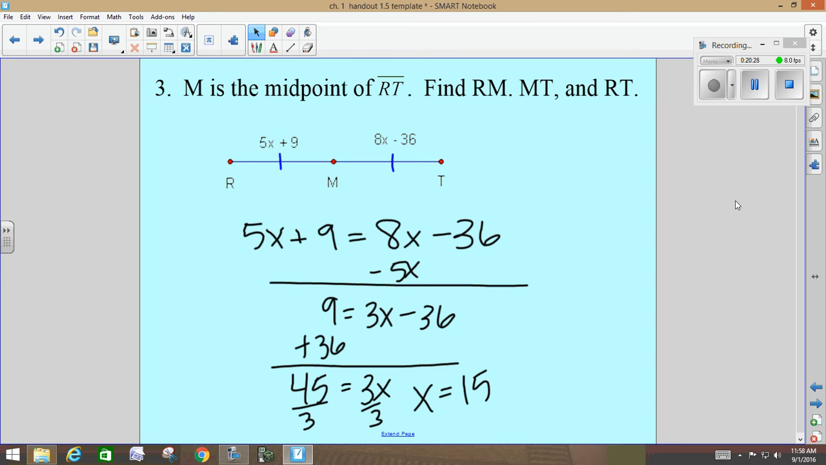Sophie, how do I find these lengths? Okay, what's 5 times 15 plus 9? I'll give you a hint. 5 times 15 is 75.